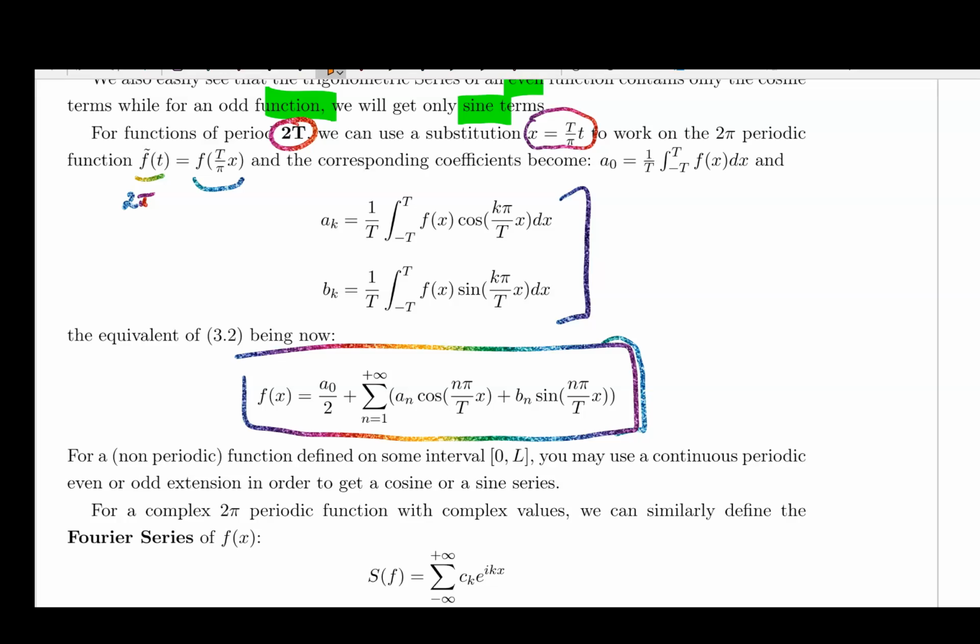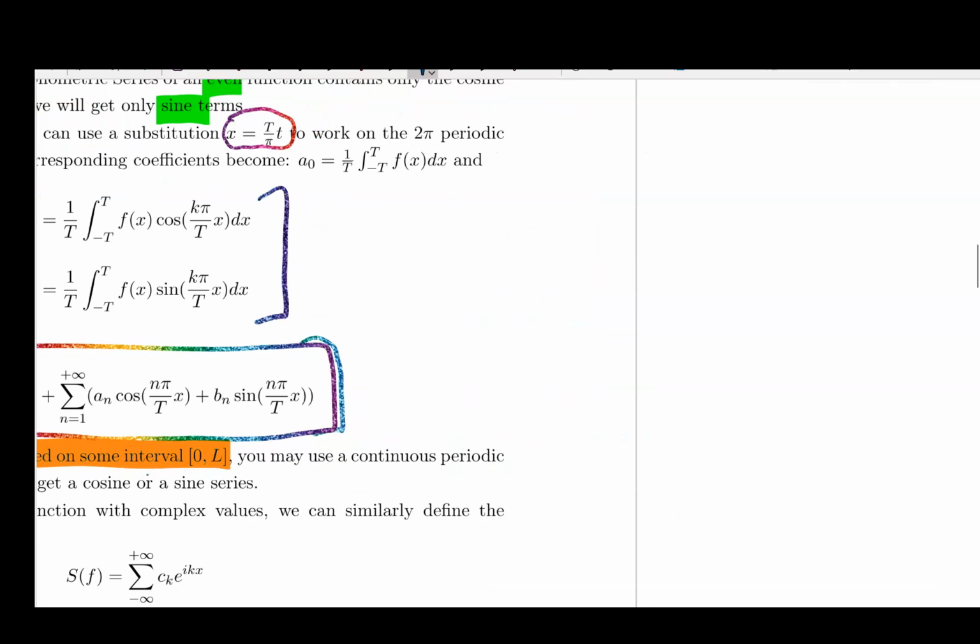Then what are we going to do if you are given a function that is non-periodic, defined on some interval? It has to be a bounded interval, otherwise it's not going to work for this kind of tool. Let's say that it is possible. We haven't studied yet the theorem that tells you it's going to be possible, but it is possible. So let's say you've got some function defined on some interval 0 to L.